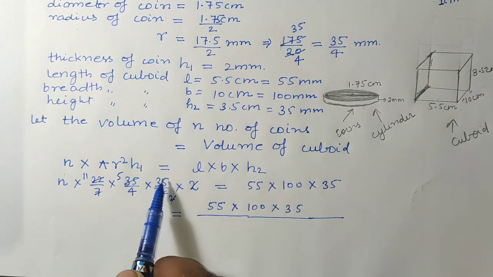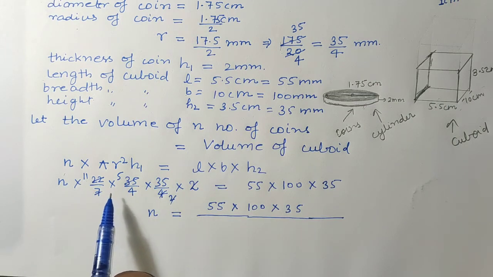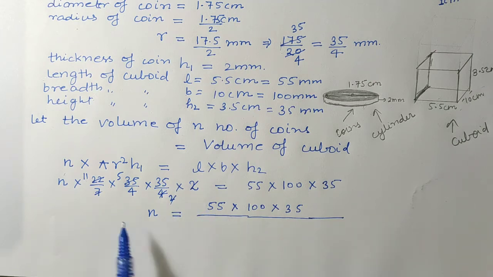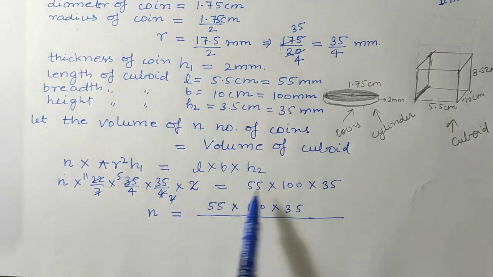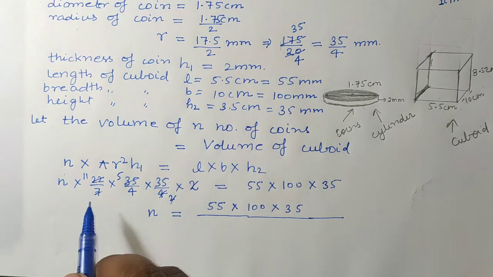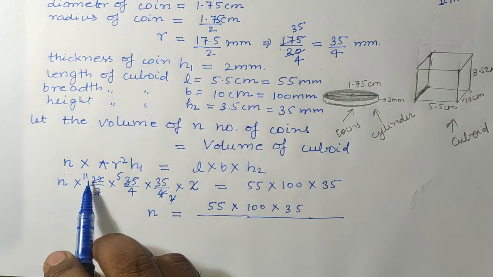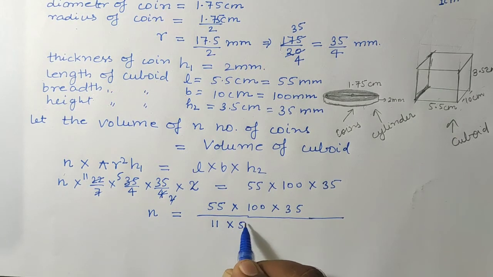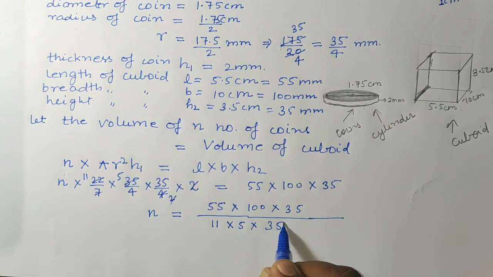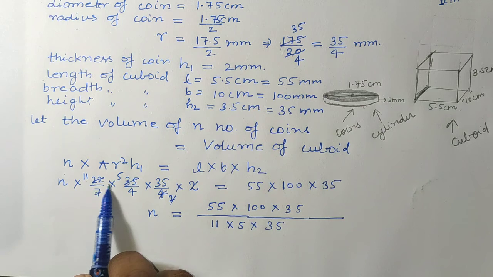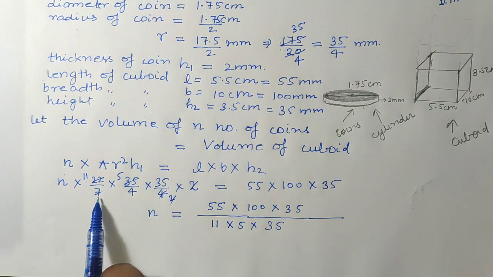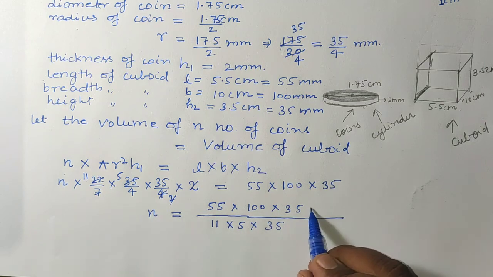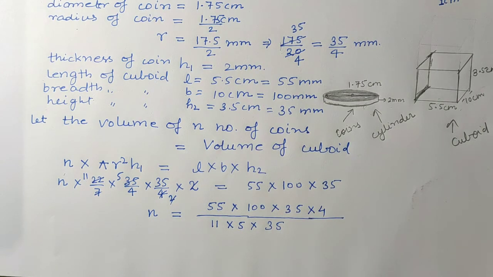Since these numbers are in multiplication, the numerator will be shifted to the denominator, and all the denominators will be shifted to the numerator. Firstly, the numerator will shift, so here it is 11 into 5 into 35. These numbers were in the numerator, and what is in the denominator? Only 4 is left, so that will go in the numerator.